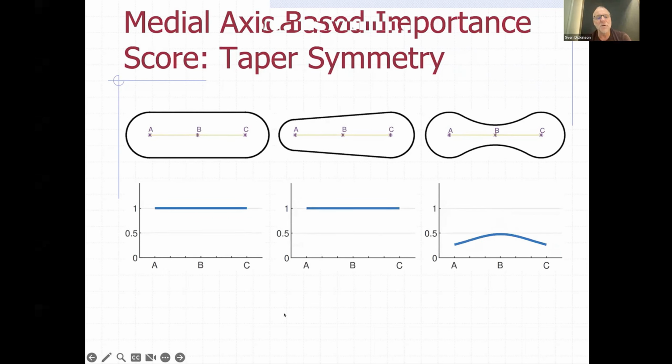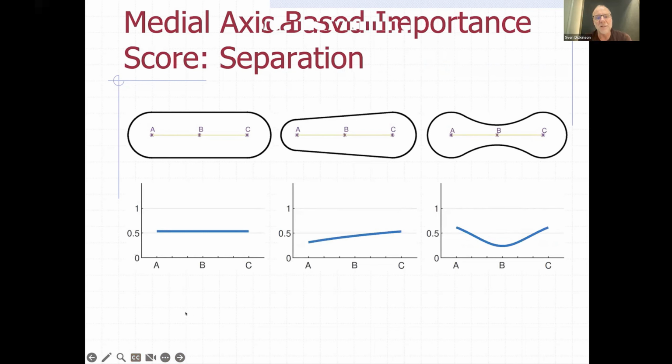But what we also wanted to do was be able to capture taper symmetry. And why is this important? Well, as you know, parallel structures in the world only appear parallel when you look at them in a fronto-parallel plane. If they're snaking off into the distance, like a road or a set of train tracks, parallel symmetric structures in the world are going to project to tapered structures in the image. So we developed another scoring mechanism very similar to our first one that reflects taper symmetry. And also the final medial axis-based saliency measure that we looked at was scale or separation.